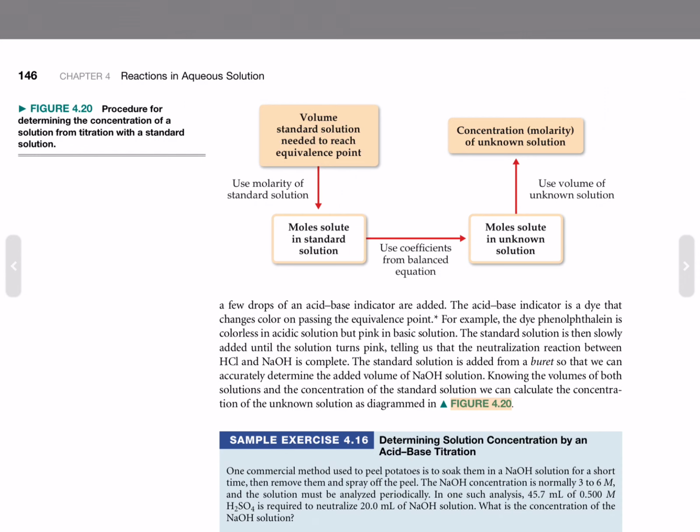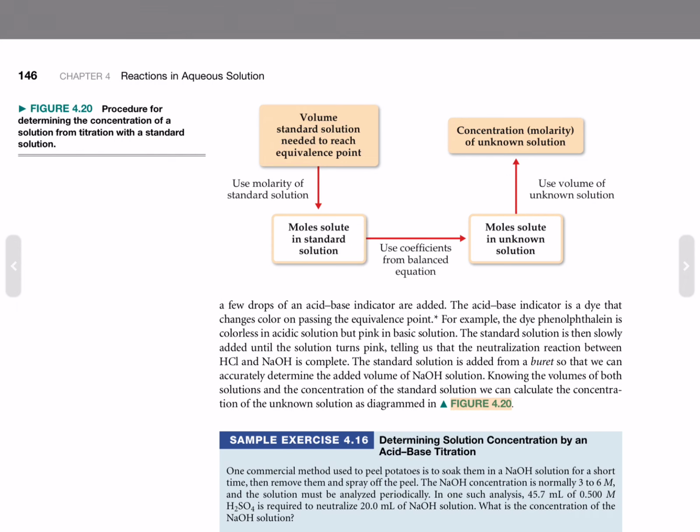The standard solution is added from a burette so that we can accurately determine the added volume of sodium hydroxide solution. Knowing the volumes of both solutions and the concentration of the standard solution, we can calculate the concentration of the unknown solution as in diagram Figure 4.20.